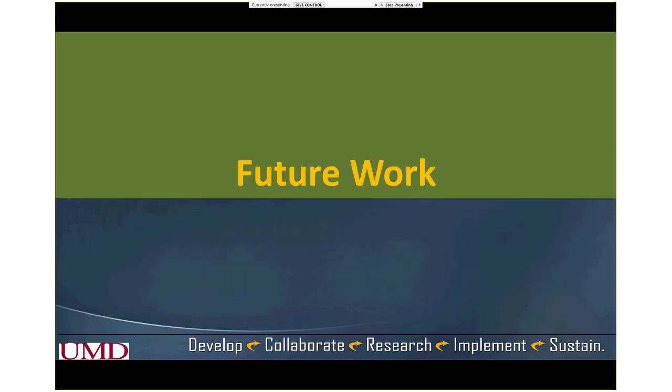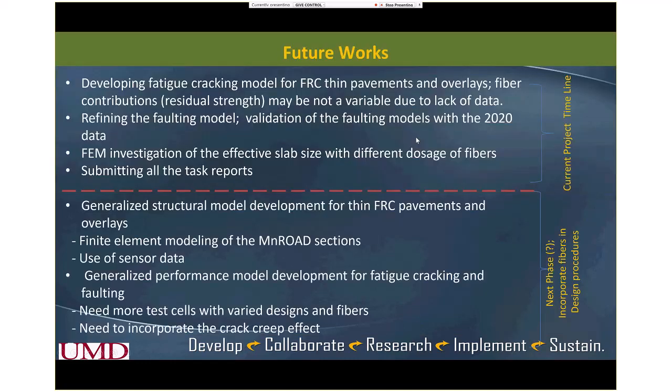Now, future work. In terms of the analysis work and whatever data we have, we really made good progress. As you saw, we already developed faulting models, but we still have to develop a fatigue crack model for FRC thin pavements and overlays. Fiber contributions, in terms of, let's say, residual strength, may not be a variable due to the lack of data, although this was our main goal, to find out the influence of fibers in the fatigue crack.